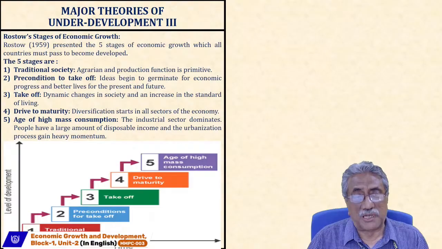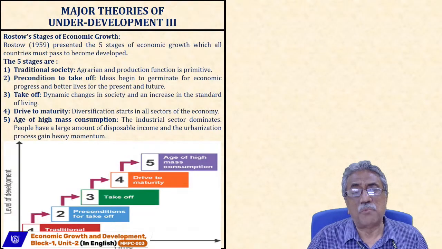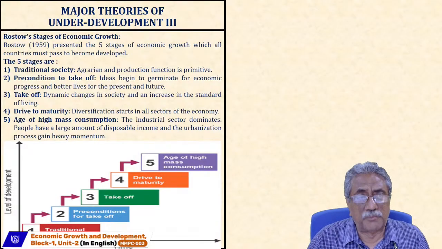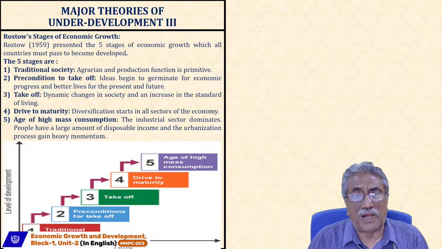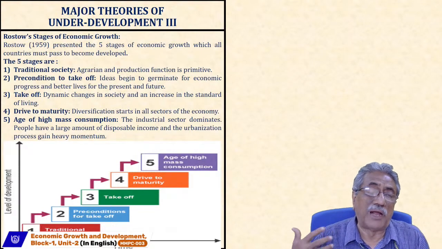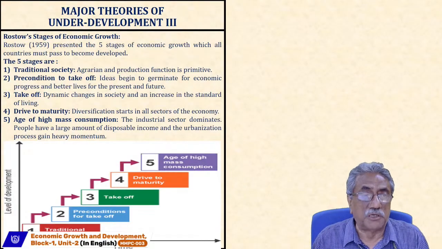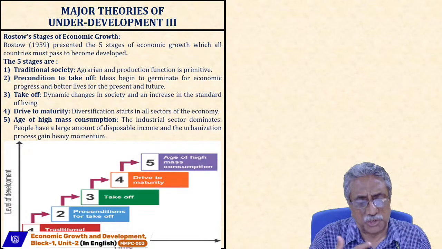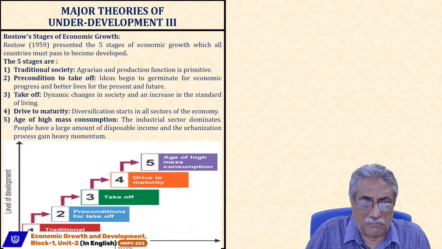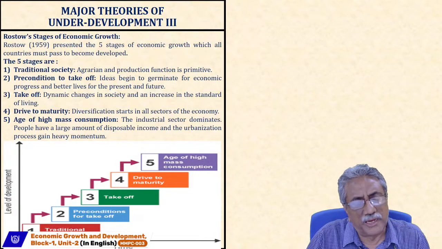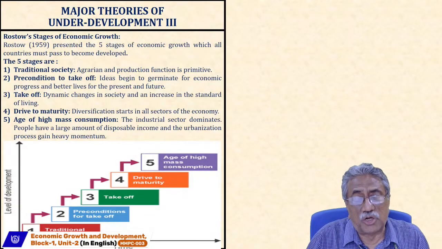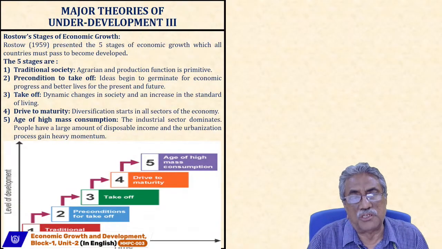Age of high mass consumption. At this time, we reach a high stage of industrial development. People have a large amount of disposable income, urbanization processes are gaining momentum, and you are buying. So you can see the Reliance retail shops or various retail shops or shops of Nike, or garments, Van Heusen, in different cities, tier 2 cities or tier 3 cities, because we are slowly entering into this phase.